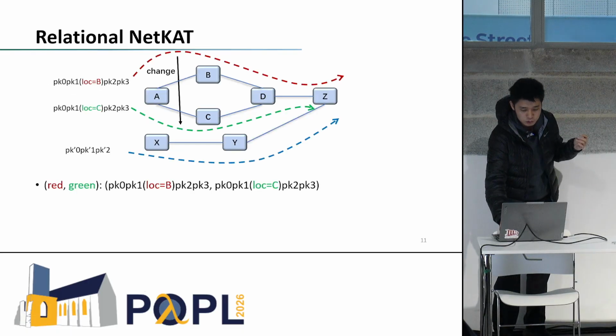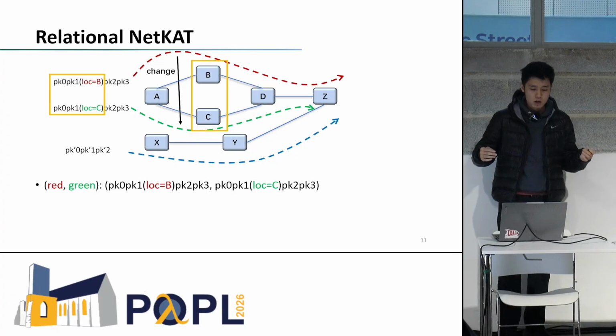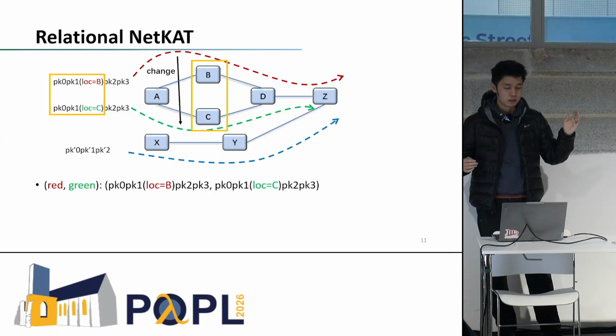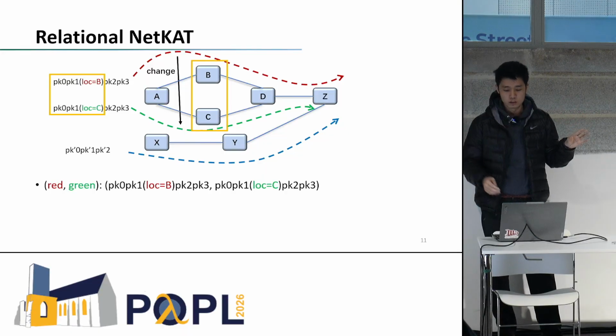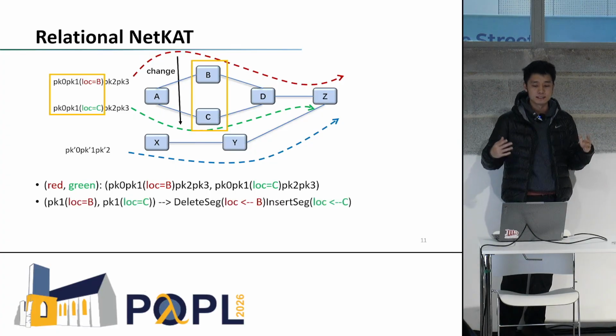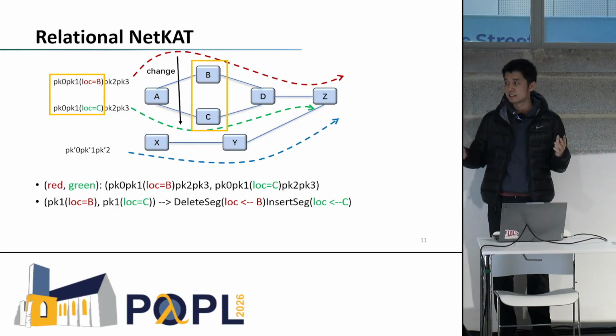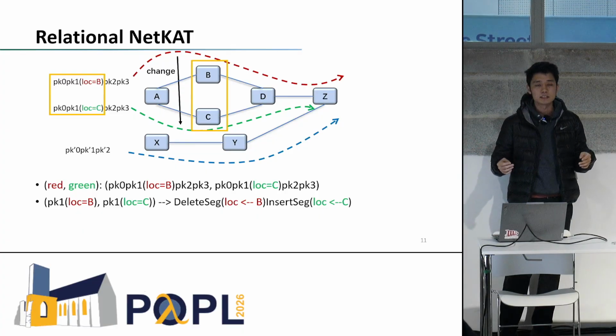Since we have dealt with the things that happen at device A, the next step is to do the things at device B and device C, where we have a rerouting, where we reassign the location field B to location field C of the packet 1. Therefore, we introduce two new constructs, which are delete sec and insert sec. Delete sec location assigned B, followed by insert sec location assigned C, suggesting we are doing a reassignment of the location field from B to C.